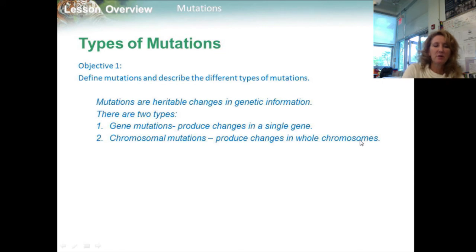So our objective there was to define mutation and describe the different types of mutations.